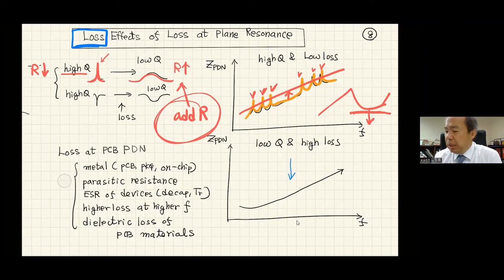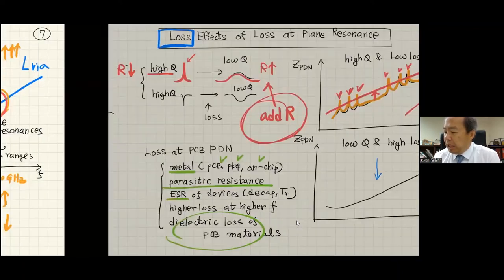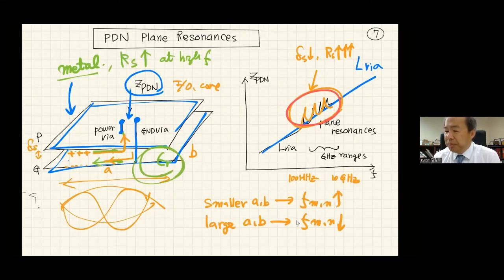has many sources. Number one is the metal resistance, which occurs at the PCB, package, and on-chip level. Also, we have to consider plastic resistance and ESR and the dielectric material loss. We have dielectric materials.